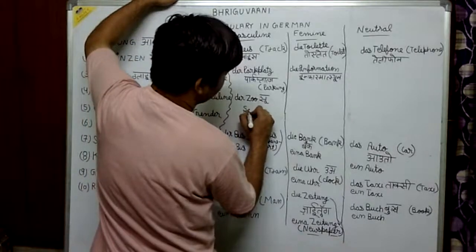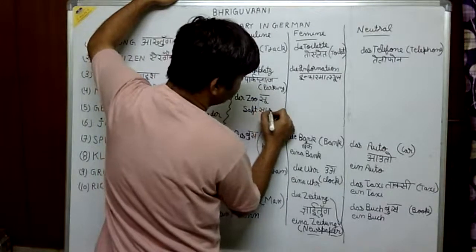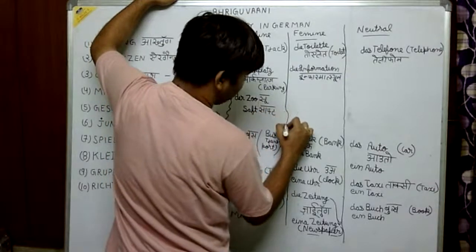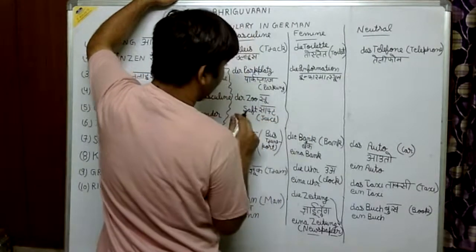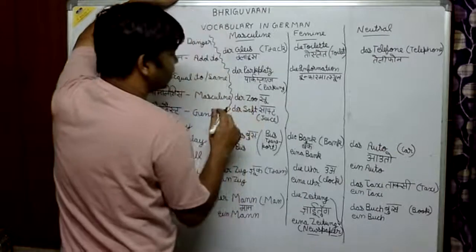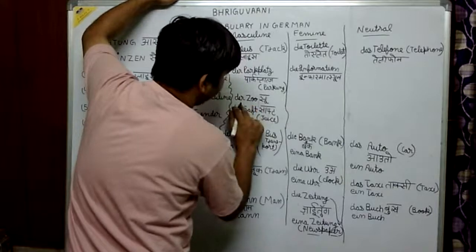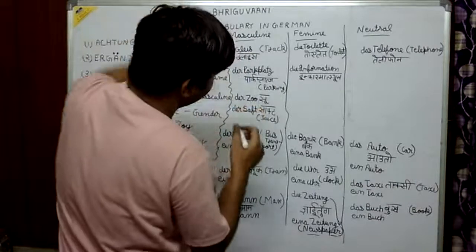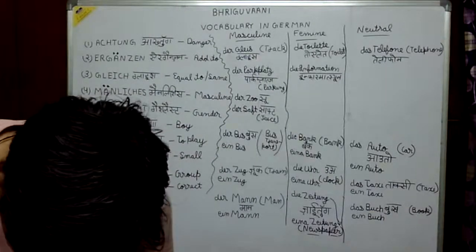Now we have a word called Saft. What is this Saft? This Saft means juice. And this Saft is a masculine word, so we say der Saft. We say der Saft.